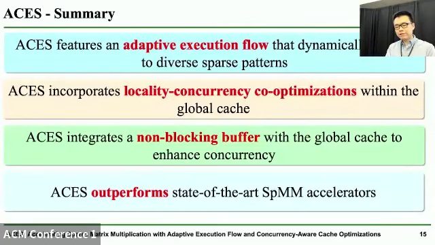In summary, we designed an SpMM accelerator, ASIS. ASIS features an adaptive execution flow and a cache replacement policy that considers data locality and concurrent data access demands for replacement decisions. ASIS also integrates a non-blocking buffer with the global cache to enhance the concurrency and reduce the loss. And finally, the ASIS outperforms state-of-the-art SpMM accelerators.